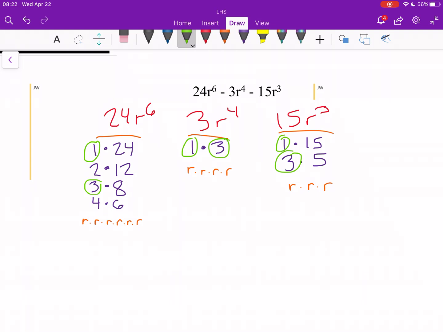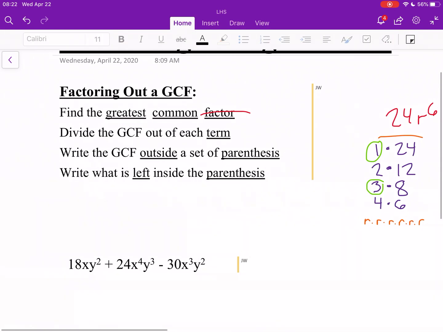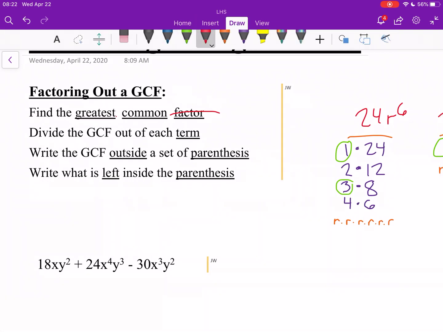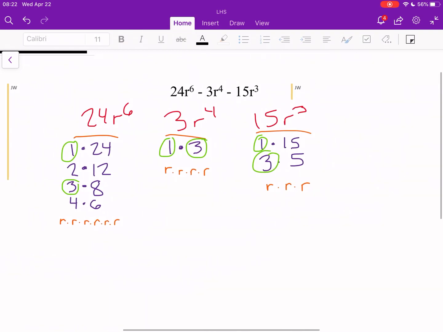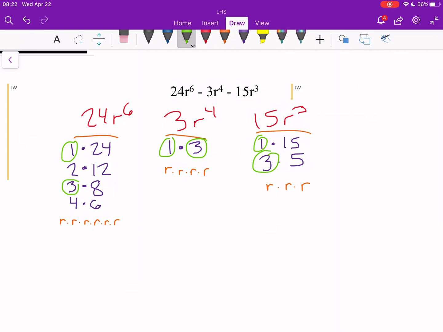Then you ask yourself the greatest part, right? So we did factor, we did common, we're just looking at the numbers for right now. Now let's figure out what's greatest. Well, between 1 and 3, which number is greater? And you'll probably say the number 3 is greater than 1. So 3 is the greatest common factor. That's the largest number that goes into 24, 3, and 15 evenly.